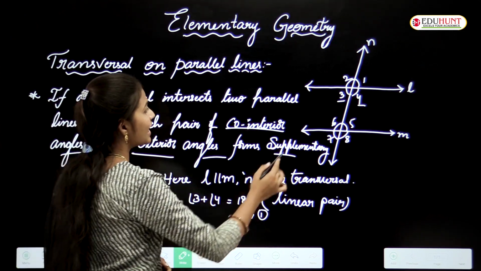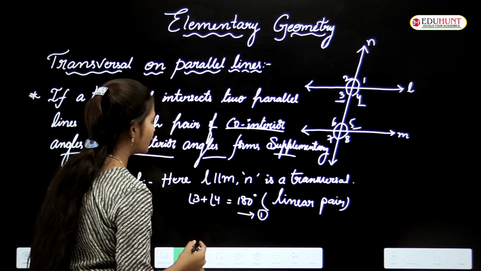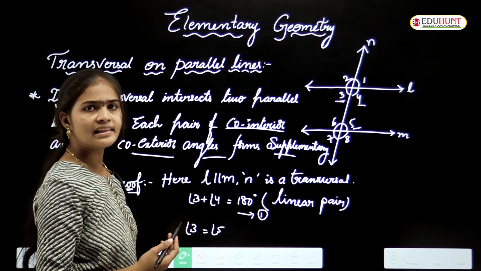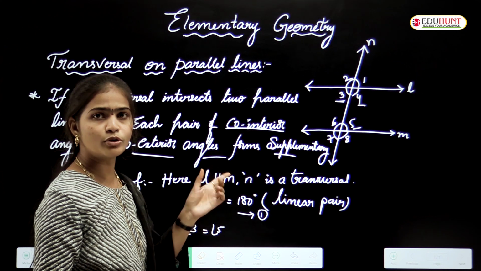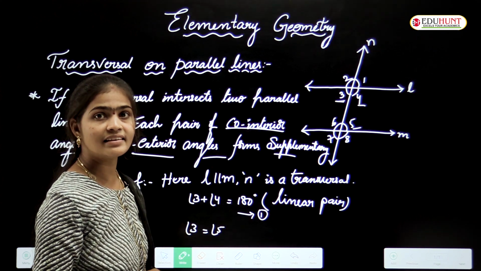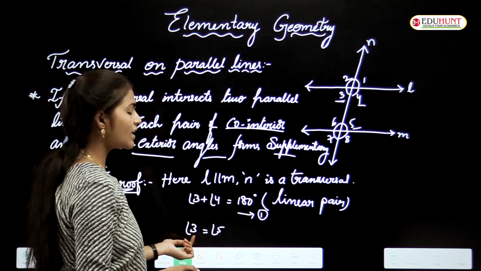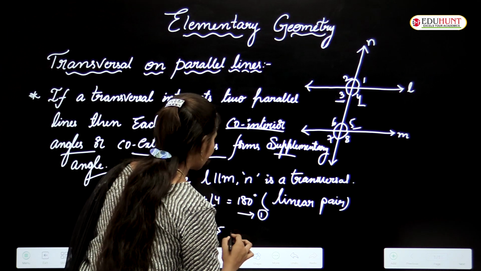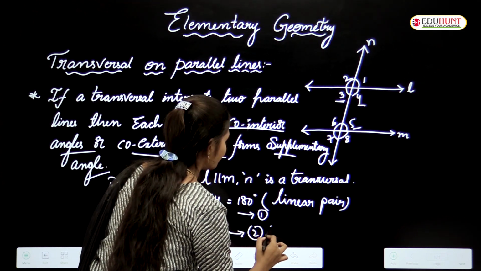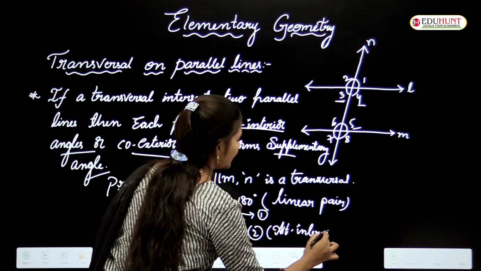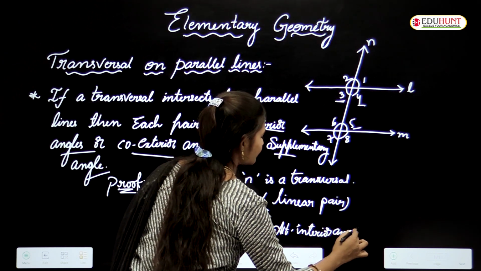Next, observe that angle 3 is equal to angle 5. Why? Already we proved that condition: if the given lines are parallel, then alternate interior angles are equal. Here angle 3 and angle 5 are alternate interior angles, so they are equal.